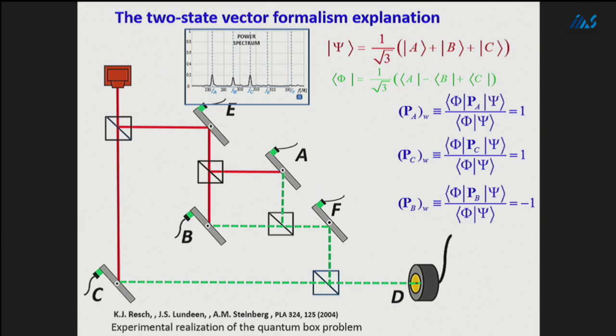Steinberg saw the minus 1. He made a weak measurement of the presence of photons in A, B, and C, and he got that in B it was minus 1. I don't have minus 1. I don't see the sign, so this is why I don't see the power spectrum.